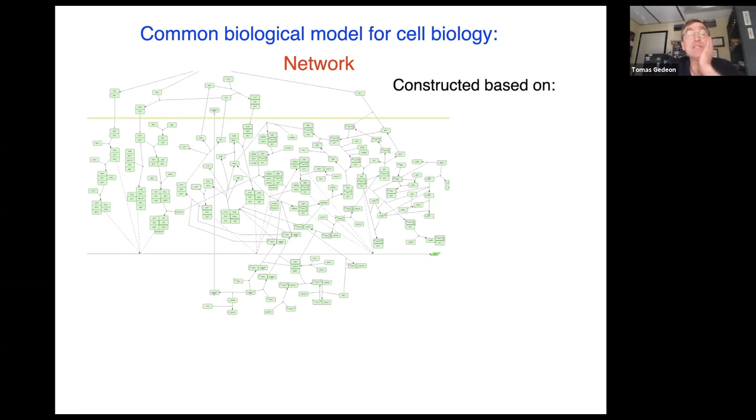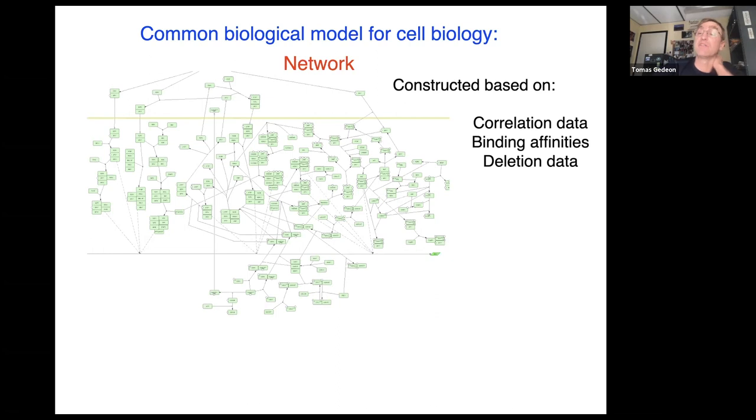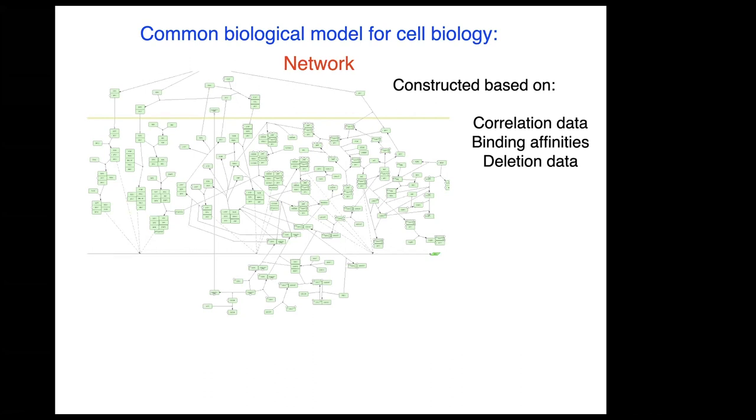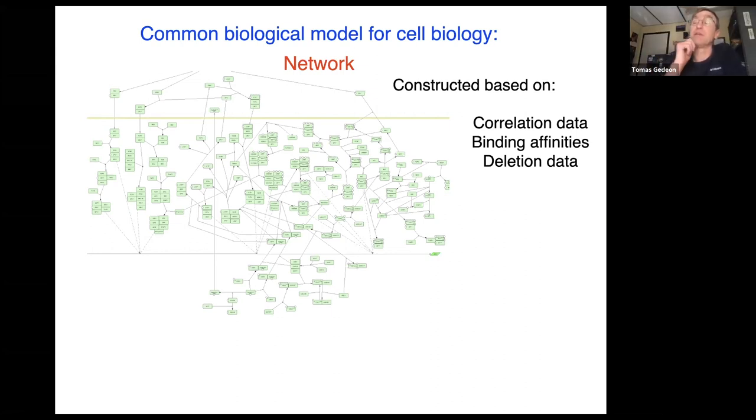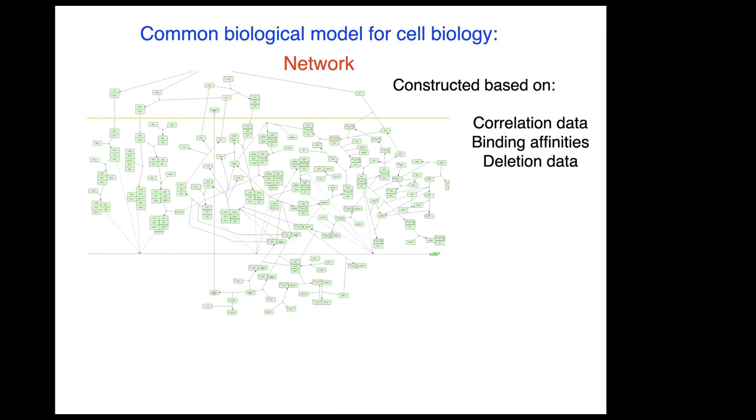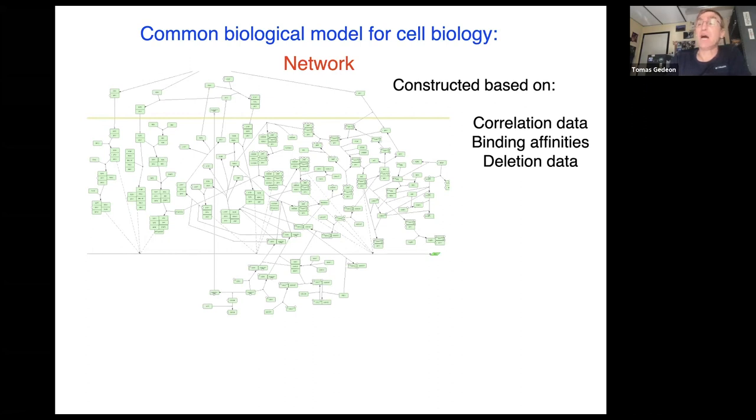Now, these networks are often constructed based on different strengths of evidence. Some are simply correlation. Some have information on binding affinities, i.e. if A influences B, they actually do know that it binds to the promoter region. Most of the studies are deletion studies, where you take one of the actors, delete it from a cell, and then see what goes up and what goes down in the cell. If it goes up, you say there's a negative influence. If it goes down, it's a positive influence, because you took the edge out.